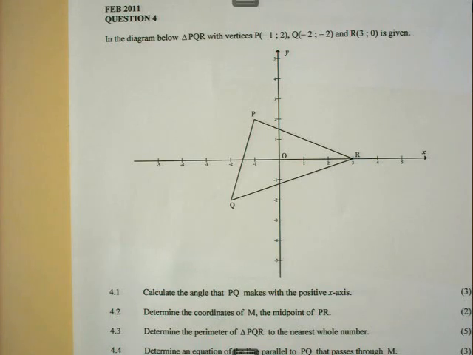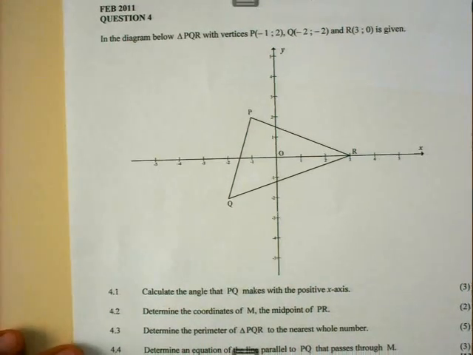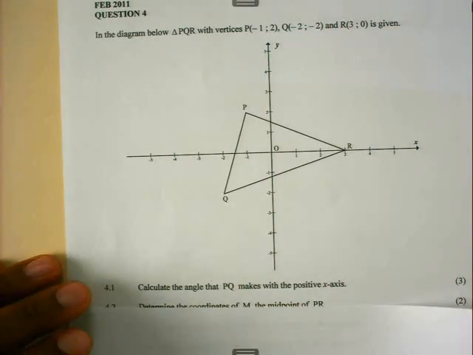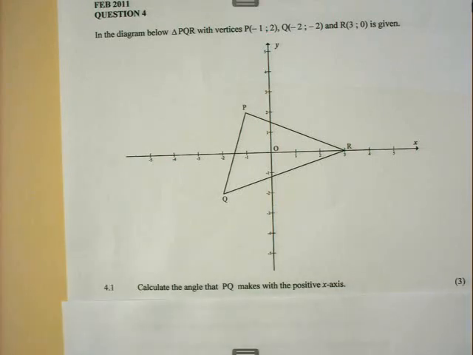The coordinates of R you can see are 3, 0, and Q is -2, -2. Right, now let us look at the first question. What is the first question there? The first question says calculate the angle that PQ makes with the positive x-axis.